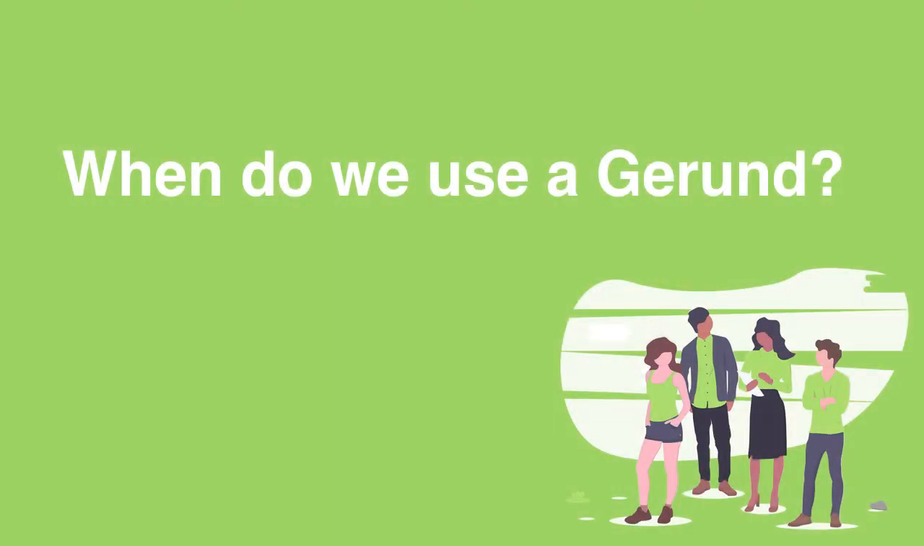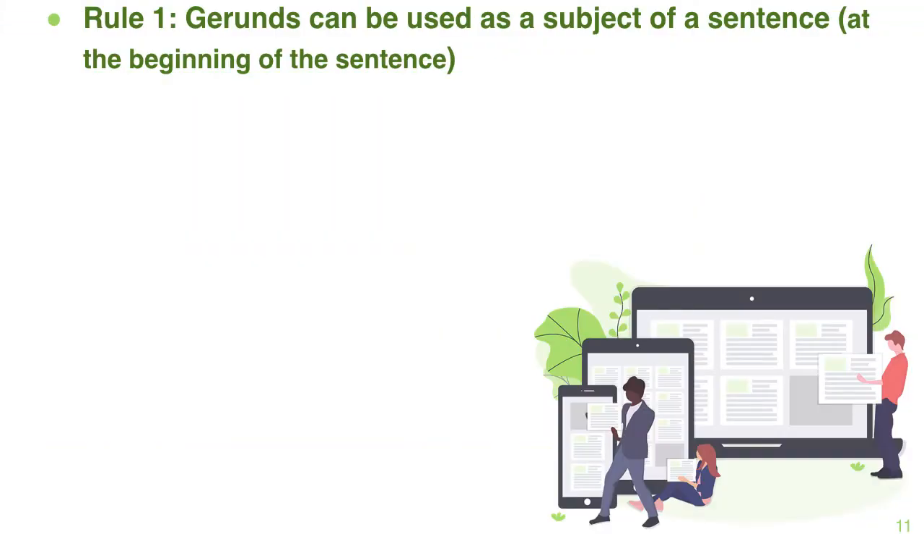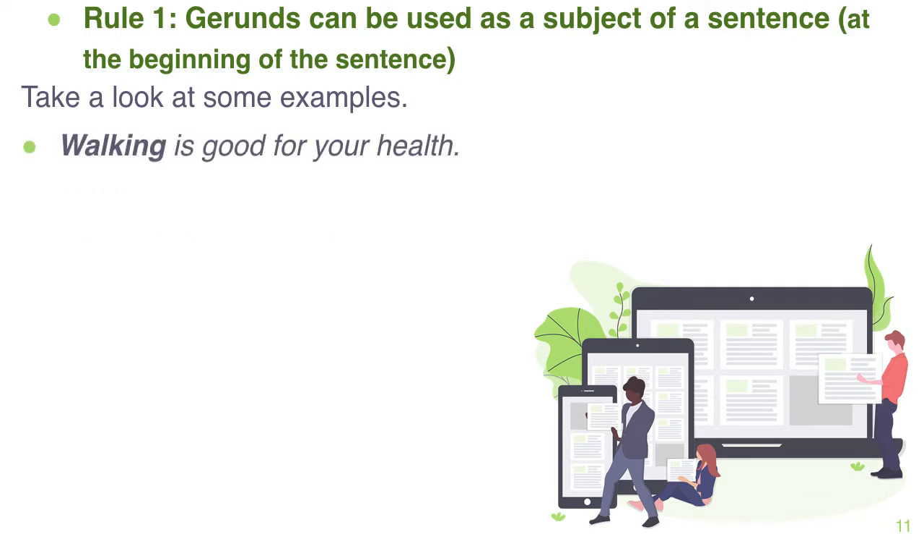So when do we use a gerund? Let's have a look at the following rules. Well, the first rule is gerunds can be used as a subject of a sentence, and basically they appear at the beginning of a sentence. Take a look at some examples.